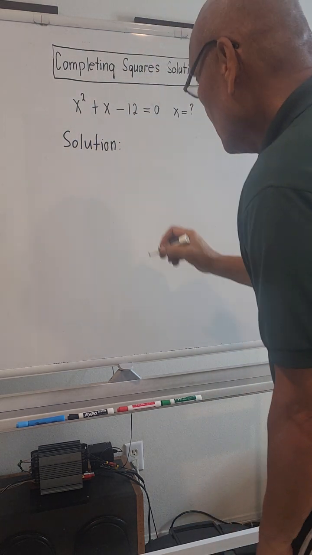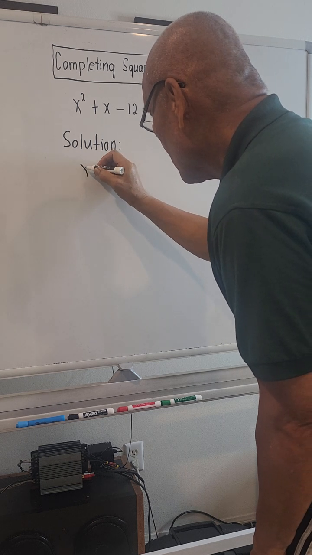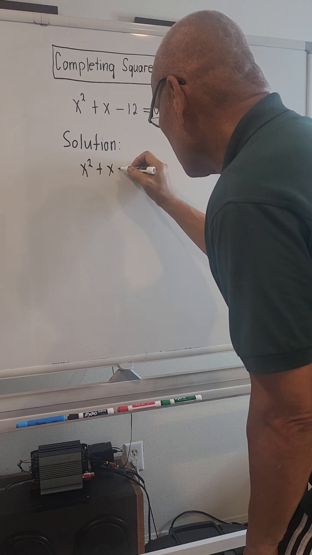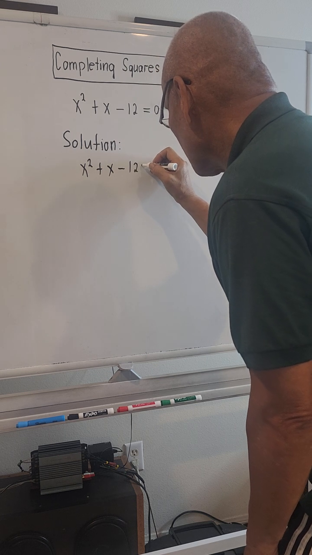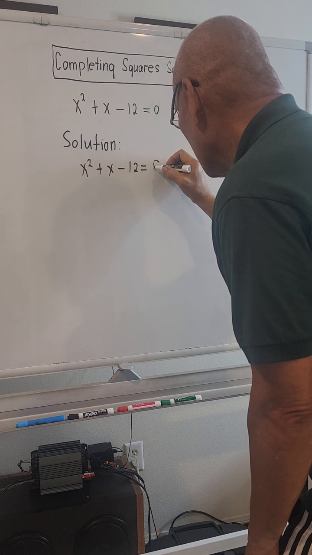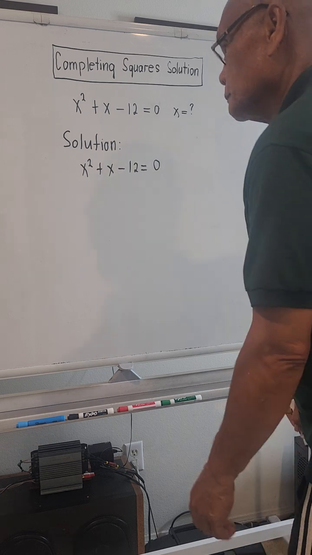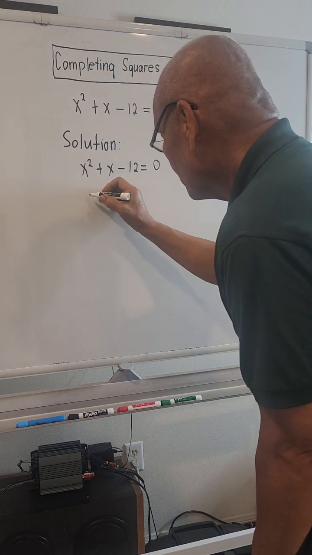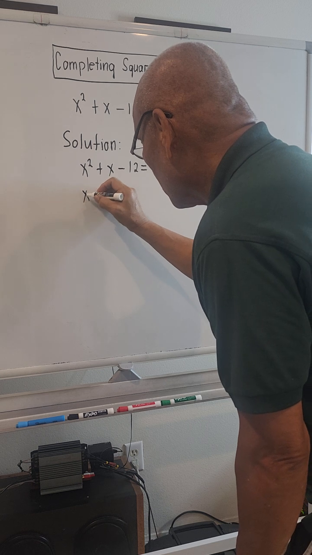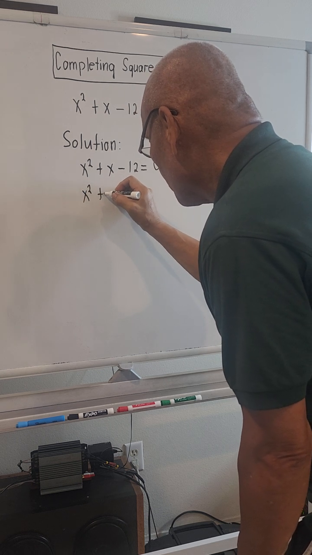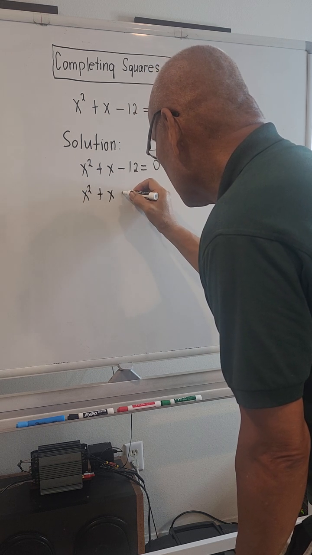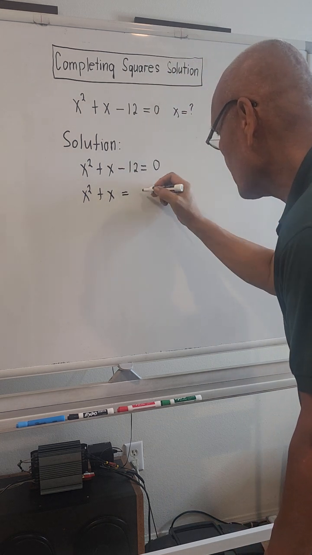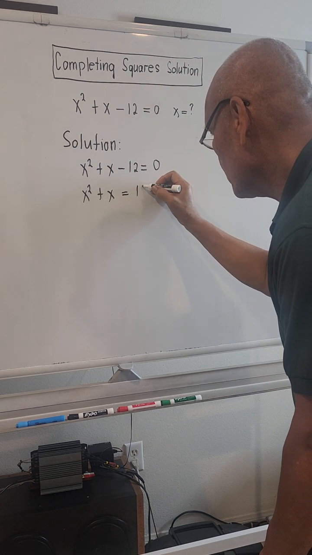We will rewrite the given equation: x squared plus x minus 12 equal to 0. Next step, x squared plus x, and this should be equal to, we transpose this to the right, so this will become 12.